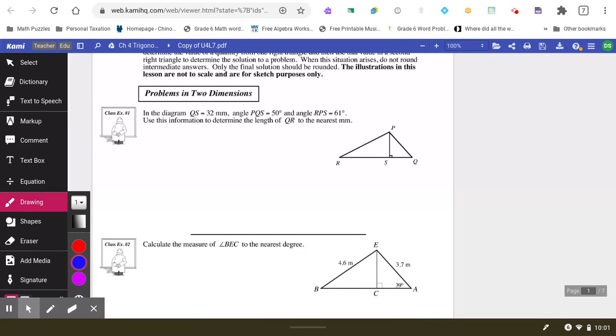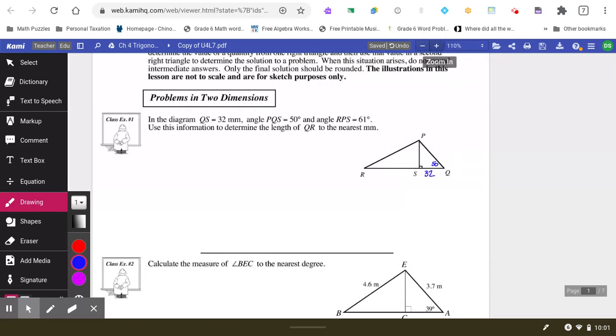So it says in the diagram, QS is 32. Fill in everything you can. Angle PQS is 50. And angle RPS is 61. Use this information to determine Q to R, the whole thing.